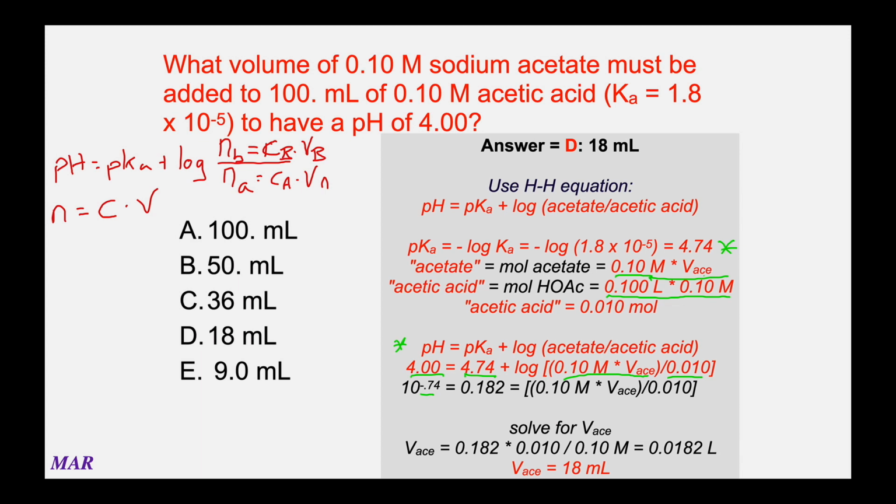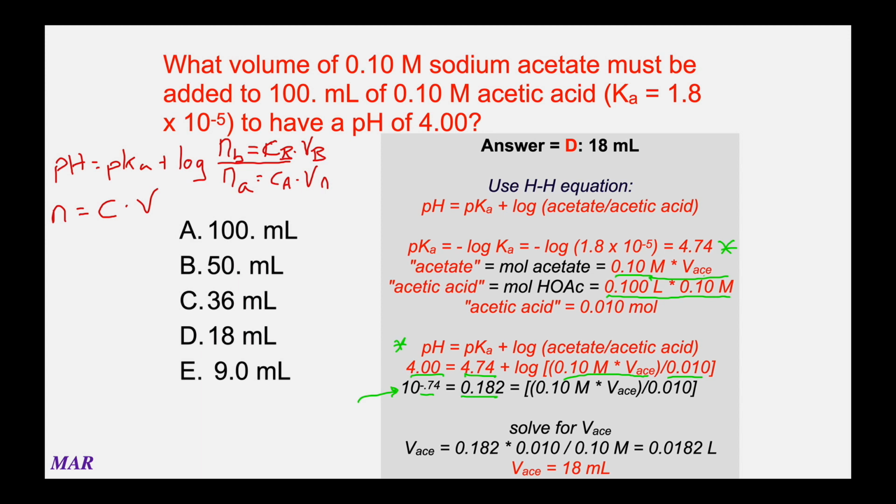Then you can do the anti-log, and base 10 log is 10 to the x. So that gets rid of the log on the right side. Then you go 10 to the power of minus 0.74 on the left. And this is just fun for your calculator, okay? 10 to the minus 0.74 is 0.182.